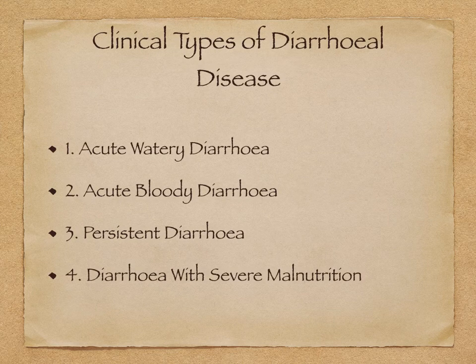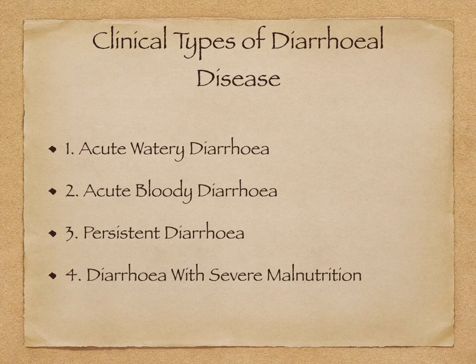As regards clinical types of diarrheal diseases, we can classify them into acute watery diarrhea, which lasts several hours to days. The main danger is dehydration. Weight loss also occurs if feeding is not continued. The pathogens that usually cause acute diarrhea include Vibrio cholerae or Escherichia coli bacteria as well as rotavirus.